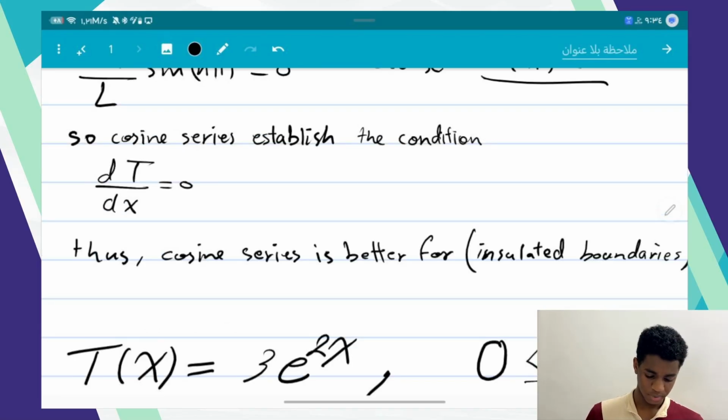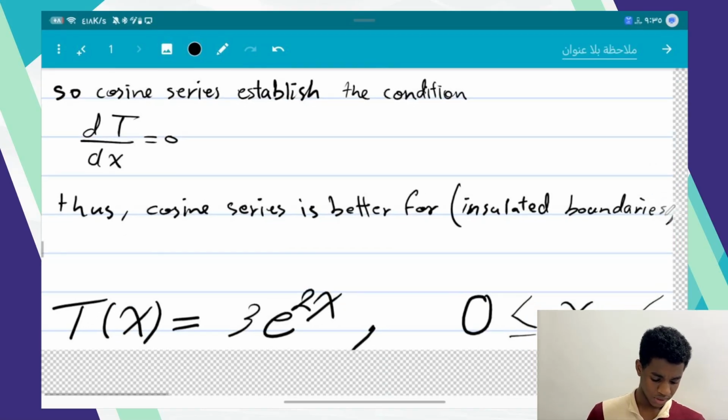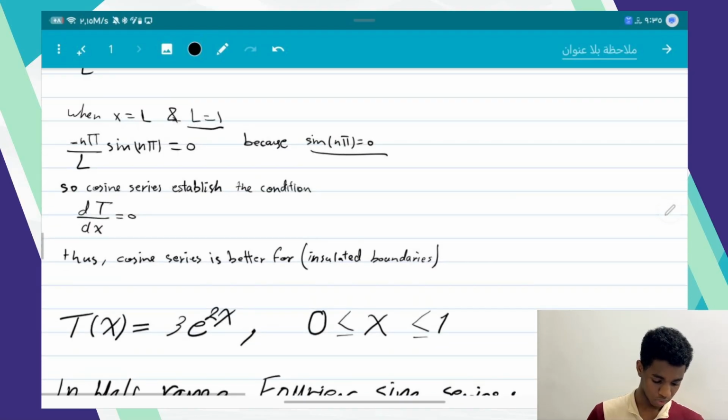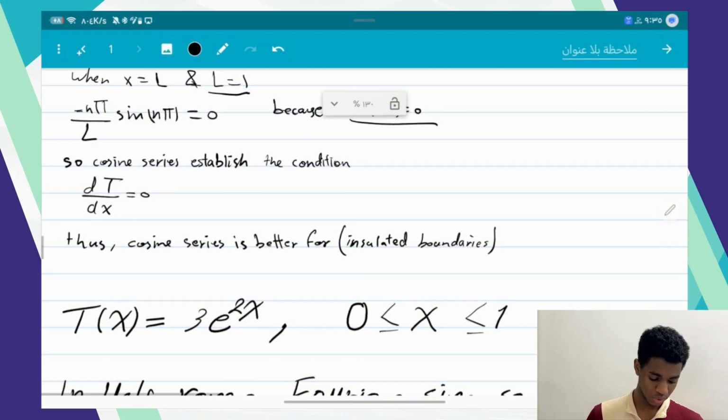So the cosine series establishes the condition dT over dx is equal to 0. Thus, the cosine series is better for insulated boundaries. So this is the answer for question 1, part C. So Muhammad Khalid will complete the next question.